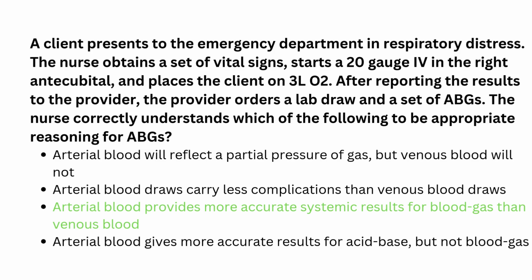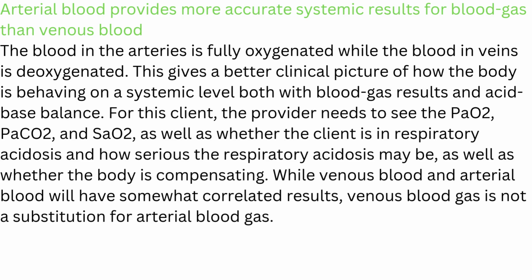The correct answer is arterial blood provides more accurate systemic results for blood gas than venous blood. The blood in the arteries is fully oxygenated, while the blood in the veins is deoxygenated. This gives a better clinical picture of how the body is behaving on a systemic level, both with blood gas results and acid-base balance. For this client, the provider needs to see the PaO2, PaCO2, and SaO2, as well as whether the client is in respiratory acidosis and how serious the respiratory acidosis may be, as well as whether the body is compensating.